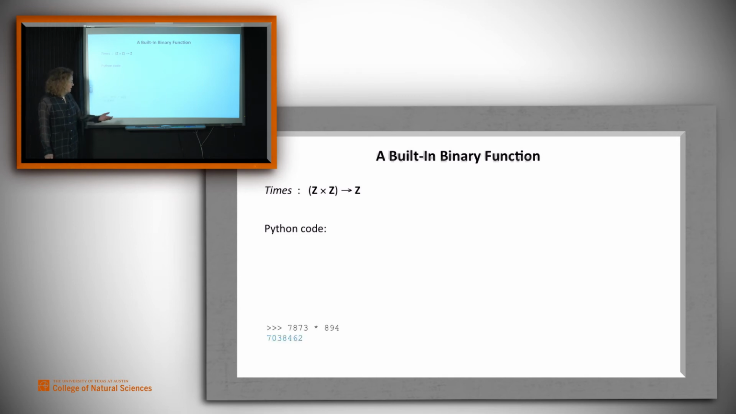You can say, what's 7873 times 894? And notice that in this case, we actually have a special notation, what we're calling infix notation, in which we have a special symbol defined for multiplication because it's so common. All right, and we get the answer back.